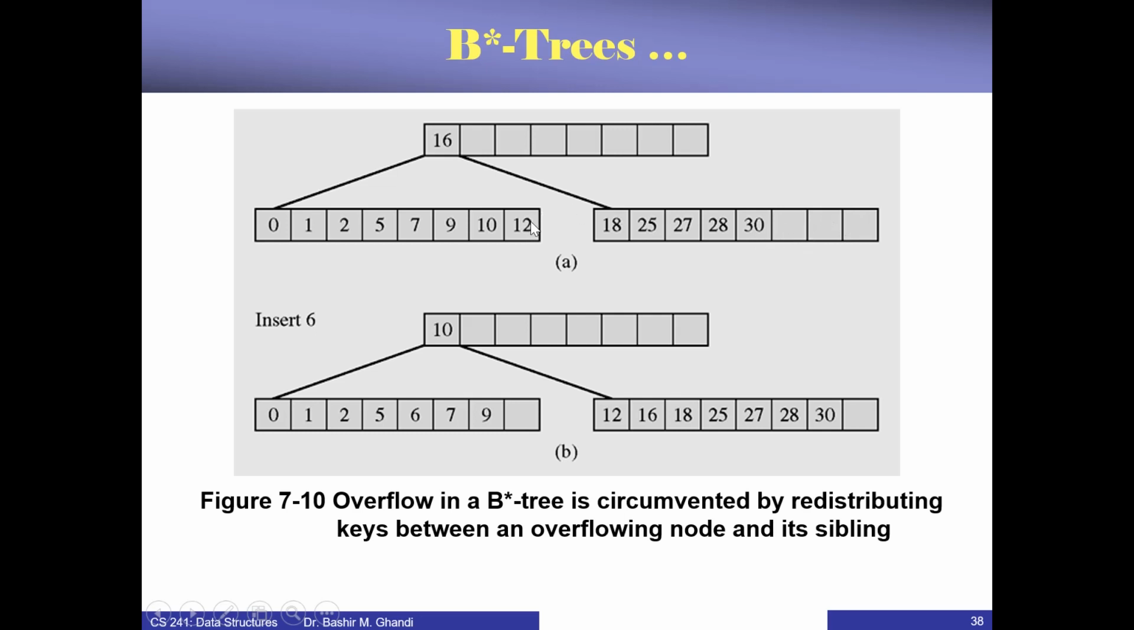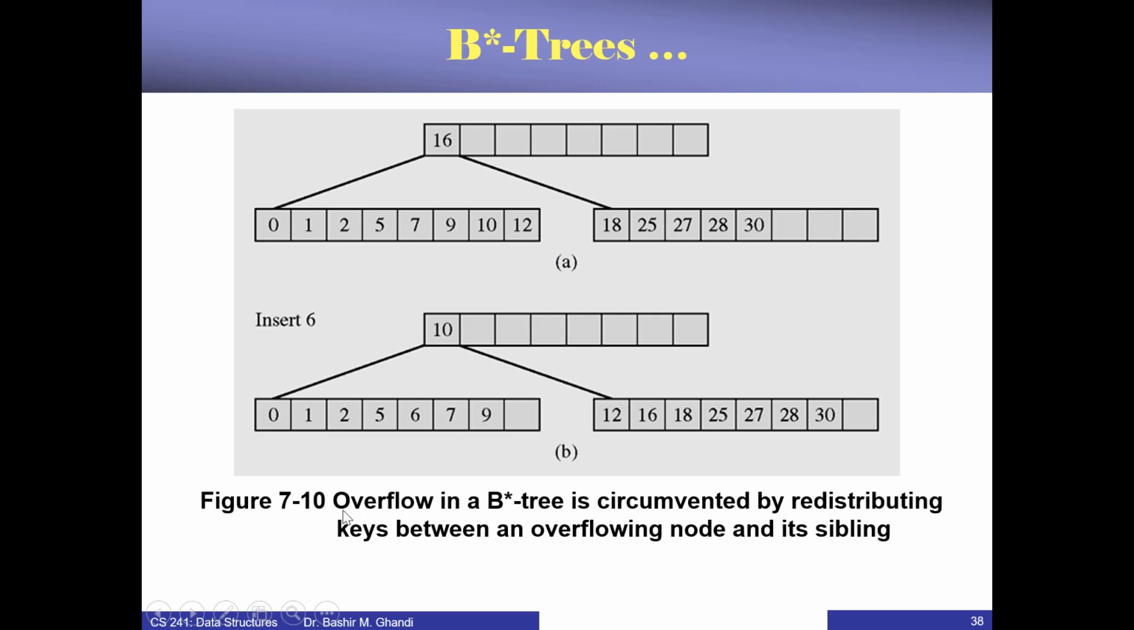So what we do is we rotate 2 more elements from the left sibling to the right sibling, so that 12 and 16 will join the right sibling and 10 will be the new root. That will create 2 rooms in the left sibling, and with that we can now insert 6. So we delay the splitting until even the siblings, the left and right, have no rooms at all. Then we do the splitting. This is the idea.